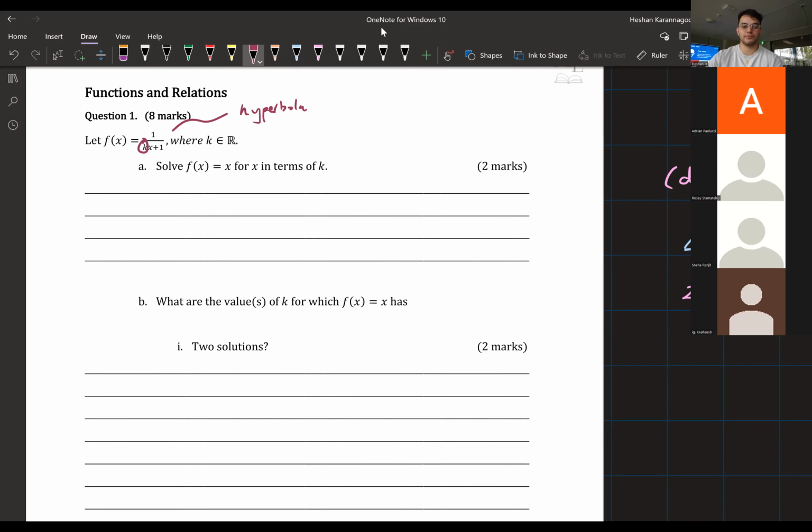So you can see in the next question, part A: solve f of x is equal to x for x in terms of k. What we'll essentially do is solve the equation like normal, as if we were given a set function. So we write 1 over kx plus 1 is equal to x, and rearrange and solve for x. The best thing to do is to cross multiply the denominator to the other side. So it'll be 1 is equal to kx squared plus x.